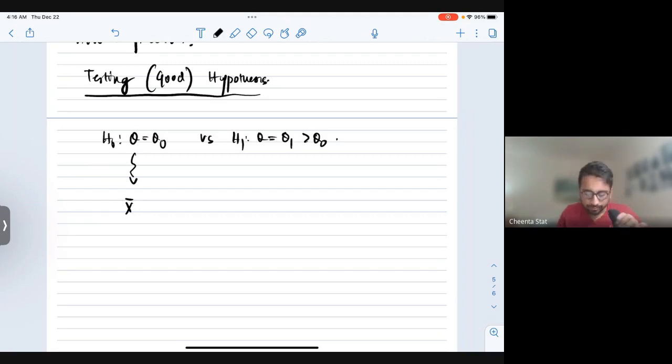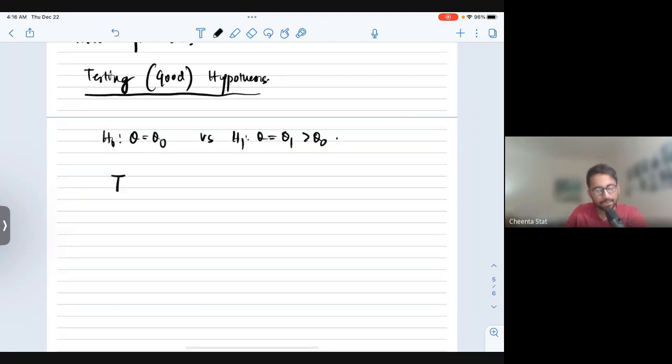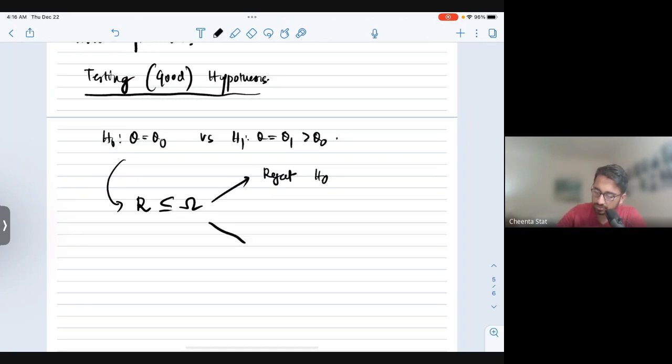So what do we do? We find a test statistic T, or we find, understand very carefully, a rejection region R, which is a subset of the entire sample space, such that for whatever data point lies in that region, we reject H0. Else, do not reject.